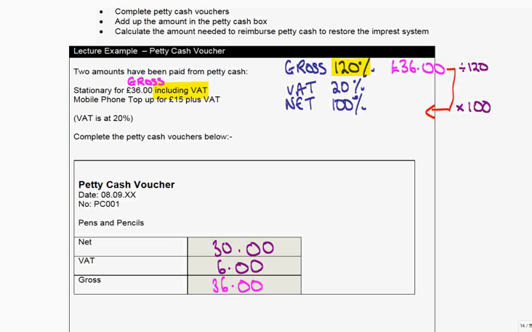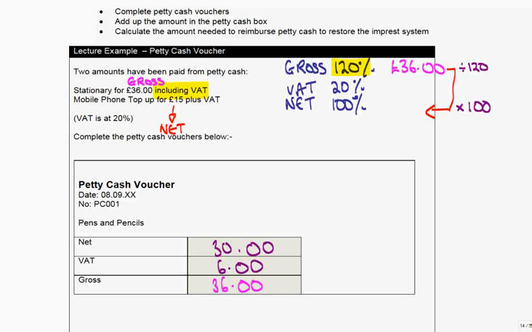When you've got the net figure, it's much easier. If we look at the mobile phone top up, it's £15 plus VAT. So you've got the net figure. Now you can use the same principle I've just gone through if you want to, but I always find it's a little bit quicker and easier when you've got a net figure.